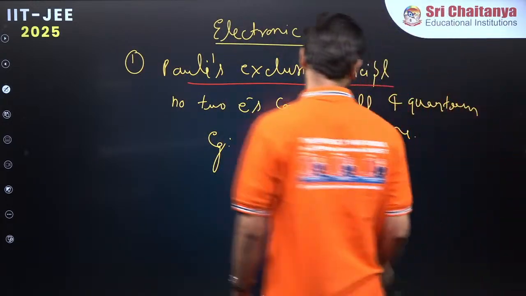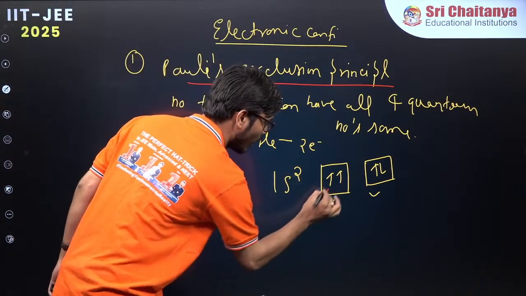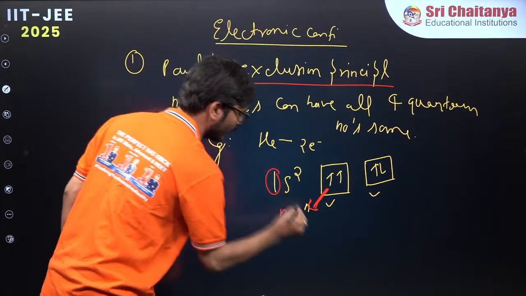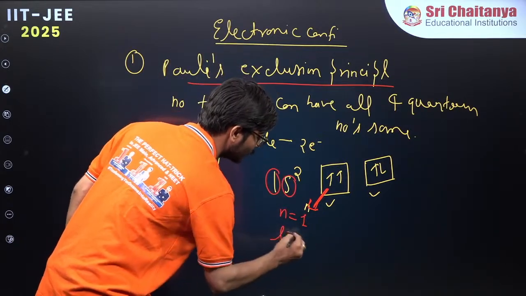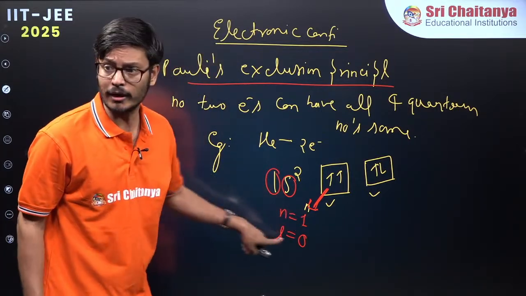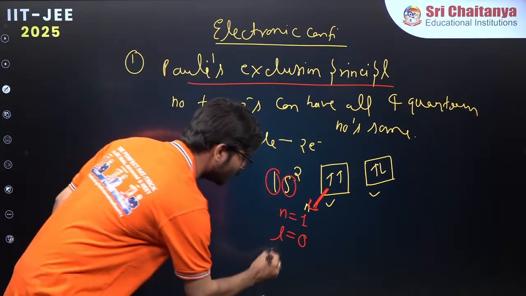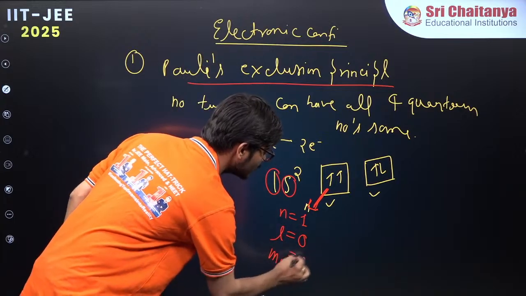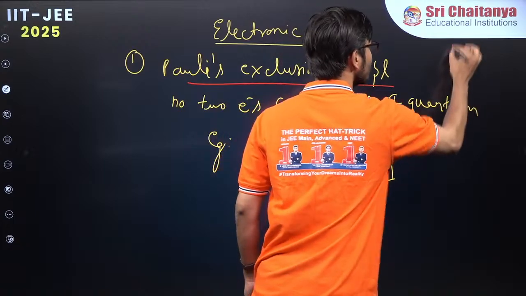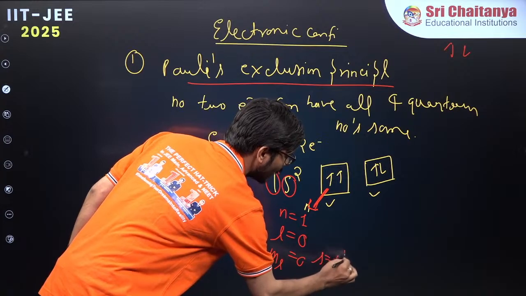Now let us check the quantum numbers for both electrons. For the left-hand electron, what is the n value? Principal quantum number 1, n is equal to 1. S orbital, so what is the l value? 0. n is equal to 1, l is equal to 0. What is the ml value? For l equal to 0, ml is equal to 0. The spin magnetic quantum number is plus half.